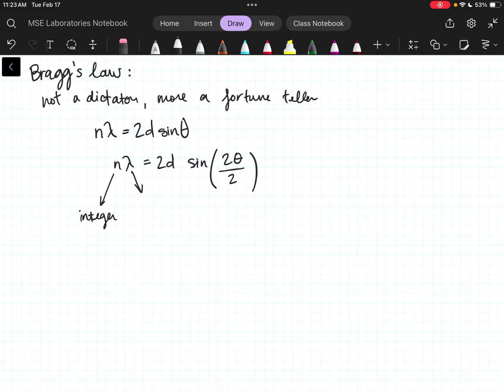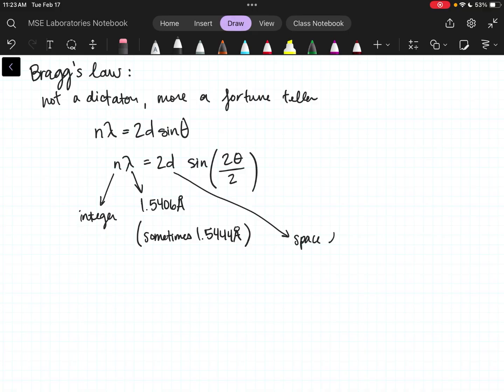Lambda, where do we get lambda? It's the wavelength, yep. Do you remember those values from earlier I gave you? K alpha 1 and K alpha 2? This is where those come into play. Which one do you want? It's normally K alpha 1, which is 1.5406. Yep. It is sometimes 1.5444 angstroms, that K alpha 2.